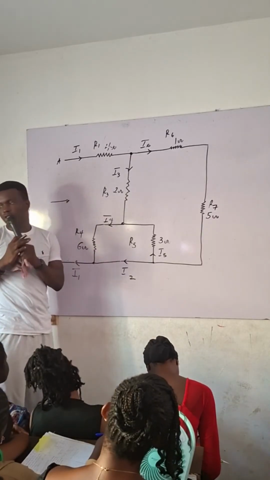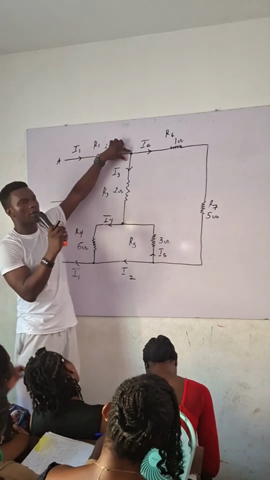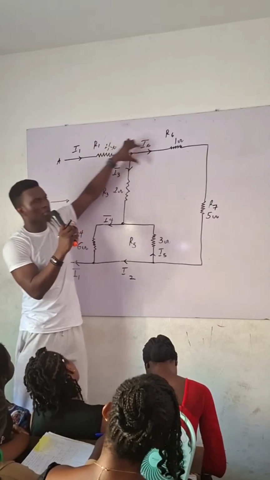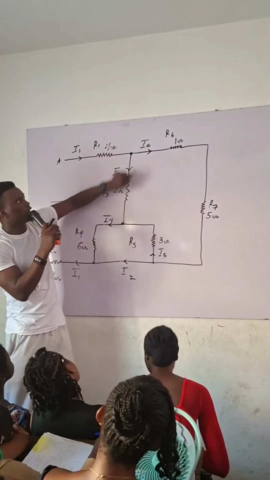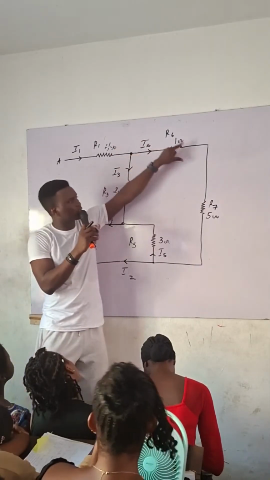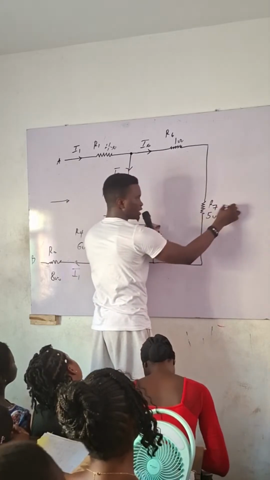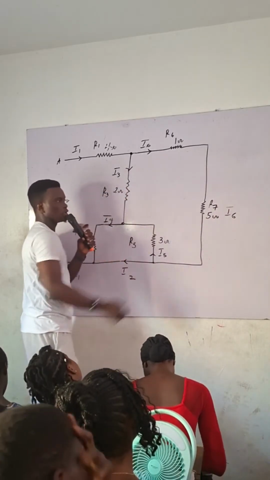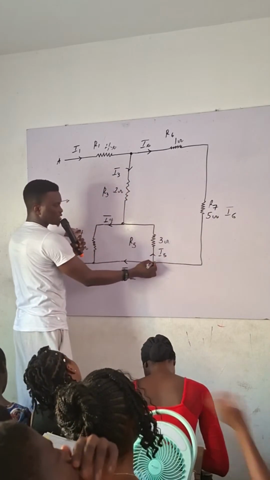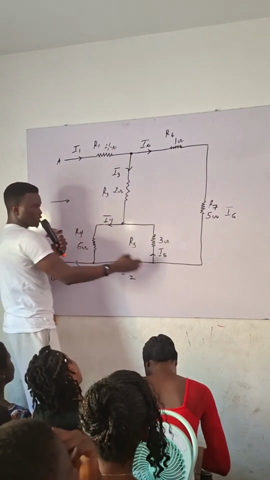So let's follow the direction of the current again. I1. When I1 got here, what happened? It divided to give us I6 and I3. And labeling it is because this guy is R6. So I6. What current will pass through this one? I6. So as the I6 is coming, when I6 gets here, it will also divide. A part will come here, a part will come here.